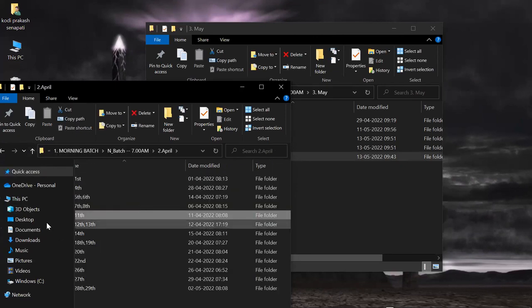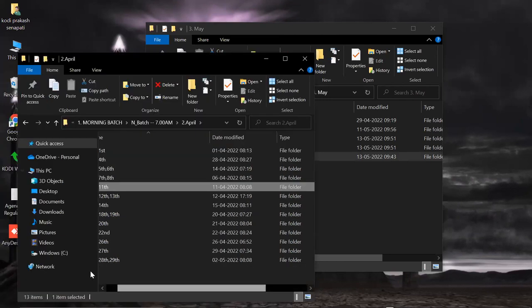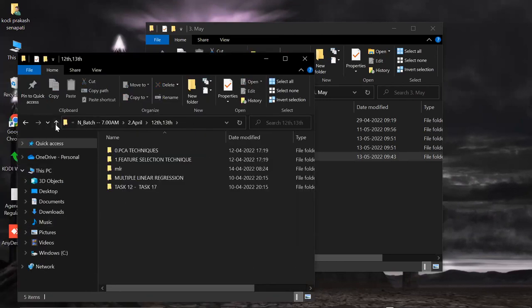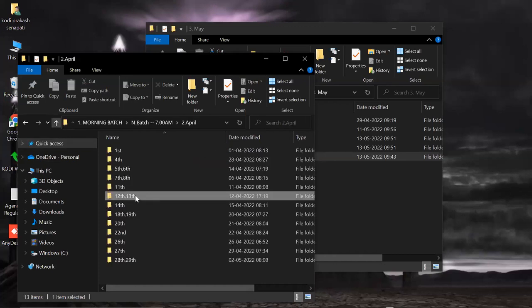So today we completed polynomial regression. I am going to talk about gradient descent and all those things, right? Feature selection also we completed.